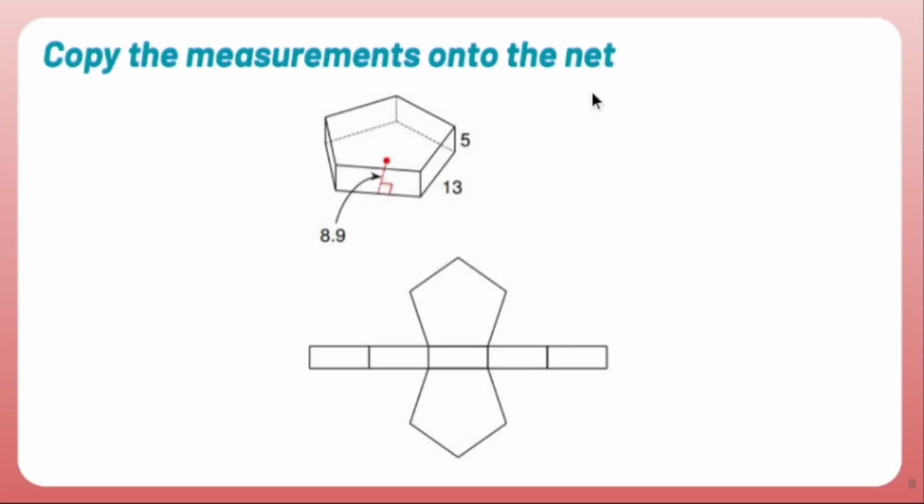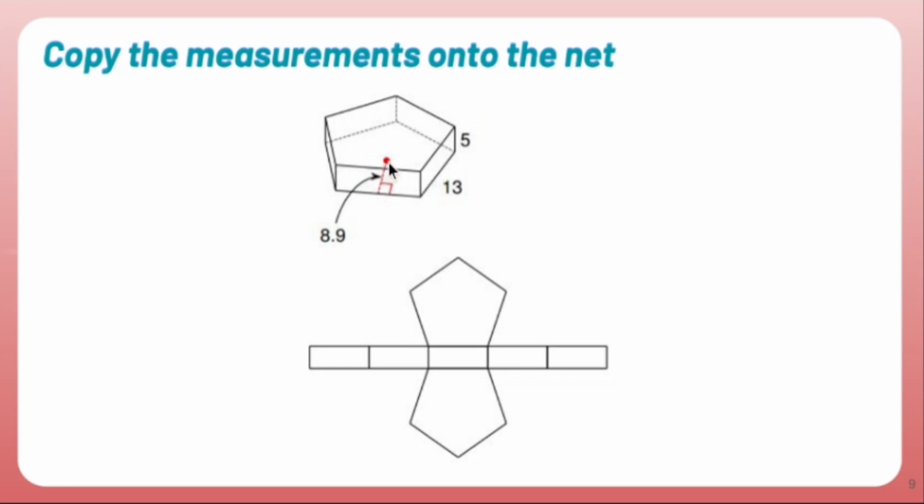Copy the measurements onto the net. A net is basically, if I were to take this picture, this guy right here, and take a bunch of scissors and just cut out the pentagon on the top and cut out the pentagon on the bottom and kind of cut these and fold these around, that would be the net of it. Okay, it's a flattened version of a 3D shape. My job is to turn that into that.